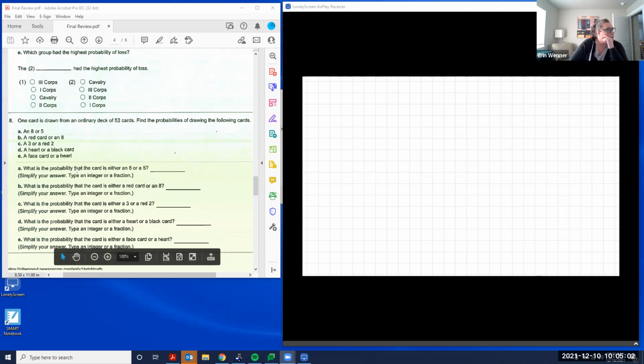So what we have here, number 8 is the one that we're going to focus on. One card is drawn from an ordinary deck of cards. Find the probabilities of drawing the following cards. A, an 8 or a 5. B, a red card or an 8. C, a 3 or a red 2. D, a heart or a black card. And E, a face card or a heart. Send me the probabilities as fractions in reduced form.